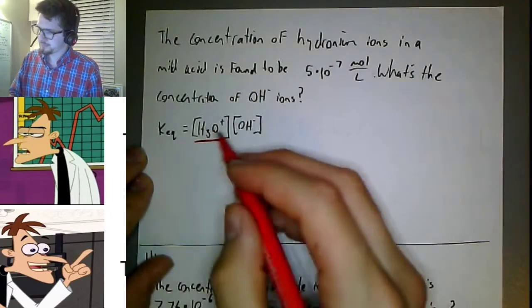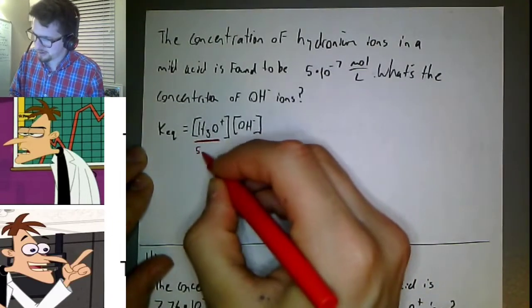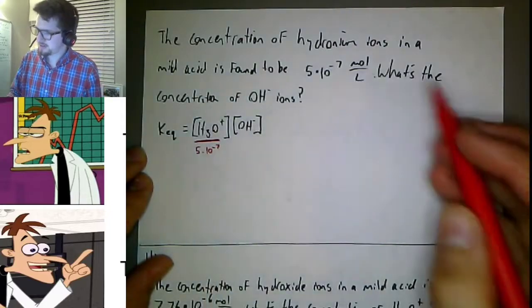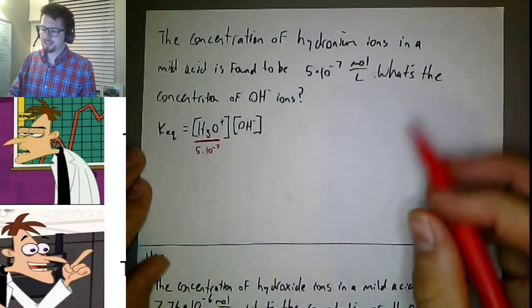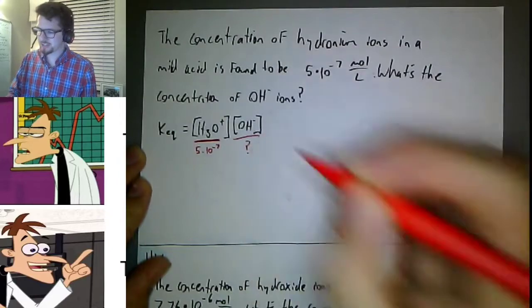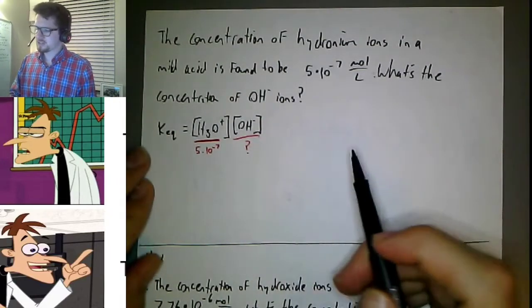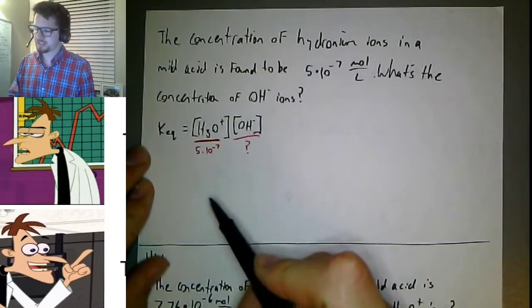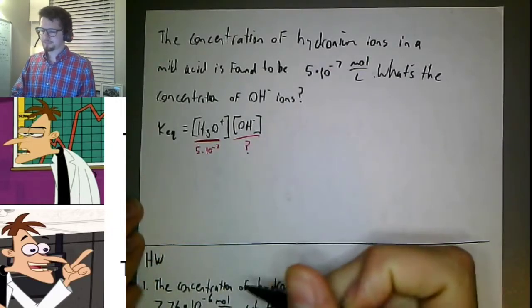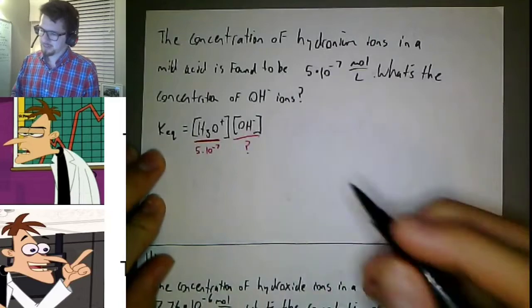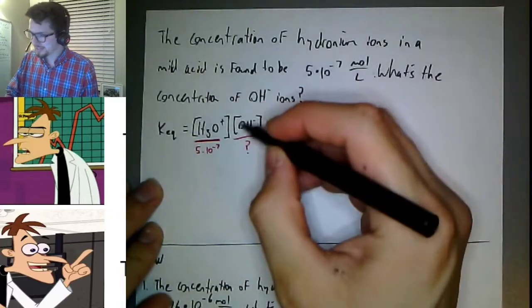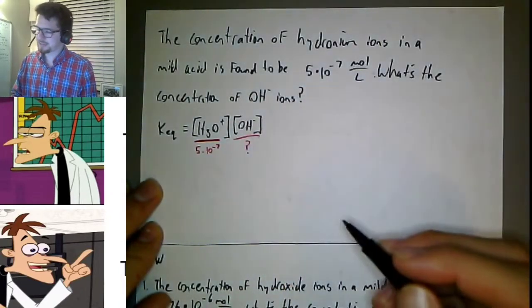So it says the concentration of hydronium ions, you got to keep those words straight, hydronium ions is found to be 5.10 to the negative 7 moles per liter. What's the concentration of OH ions? Okay, so I need to find my OH ions. Cool. So, what can I plug in here? I'm looking for my hydroxide.